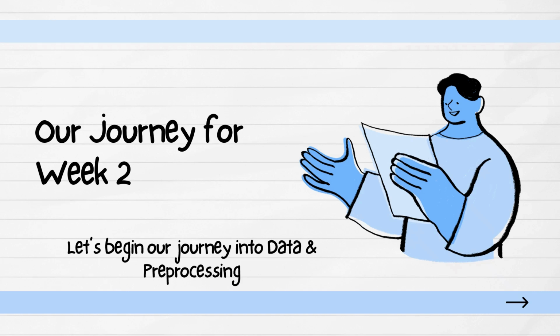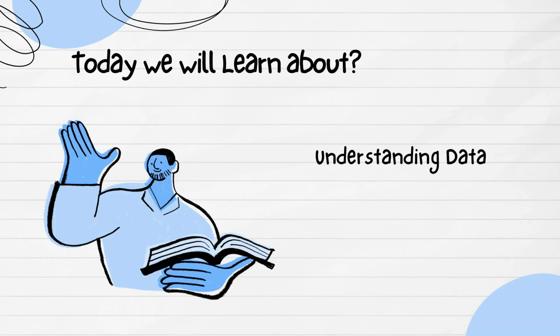There is a famous saying among data scientists: a model is only as good as the data you feed it. So, before we build smarter algorithms, we will learn how to understand, clean, and prepare our data. Think of week 2 as your data chef training, because before cooking, you must wash, chop, and prep your ingredients.